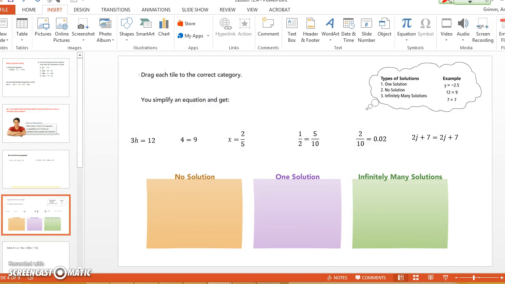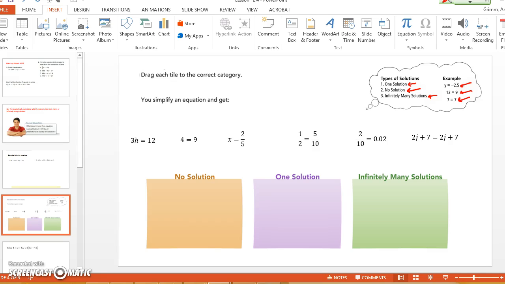All right, so if you go to the next slide, right here, I have put a little bubble that talks about the different types of solutions, okay? So the first type of solution is one solution. One solution looks like everything we have done up until this point. You have a variable equals something. That's one solution, okay? Next thing, you can have no solution. No solution is what we just talked about. That's when you get two things that are not equal. And the last one, you can have infinitely many, and that's when the two are equal to each other.